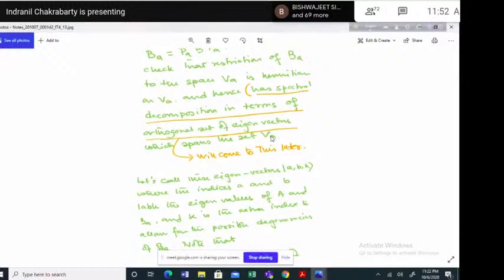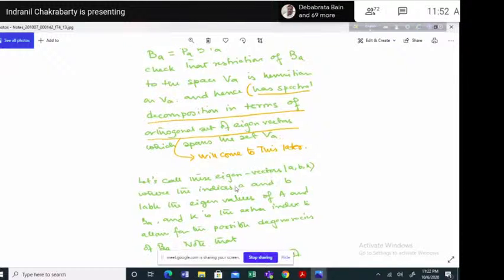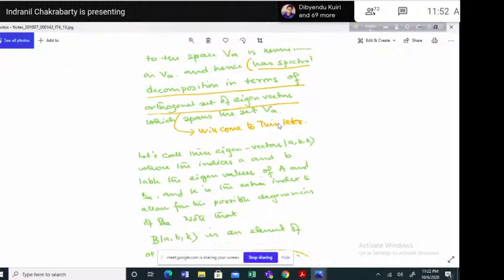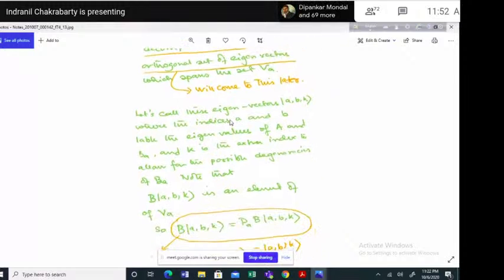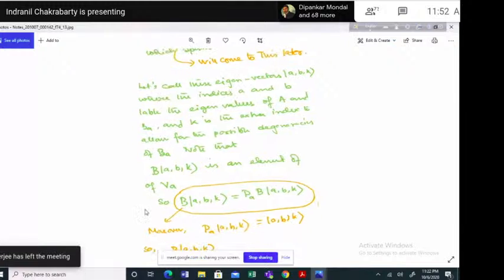So let us call these eigenvectors |a,b,k>, where a stands for the eigenvalue of A, b stands for the eigenvalue of BA, and k stands for the extra index to allow for possible degeneracies in BA. So these are the eigenvectors of BA. So B|a,b,k> is an element of VA.